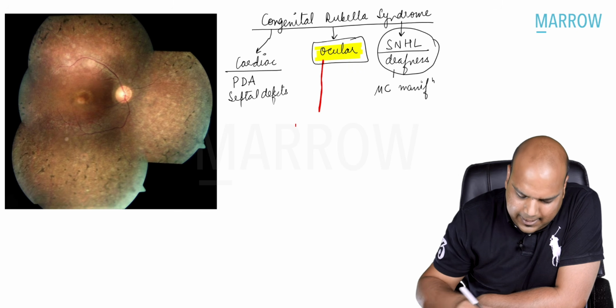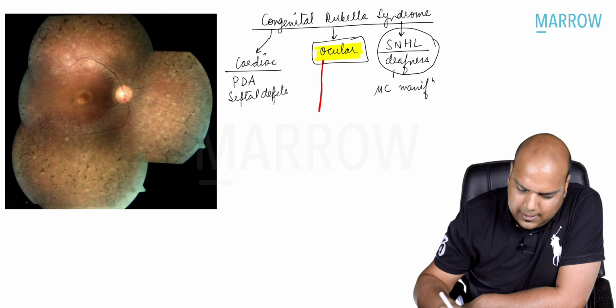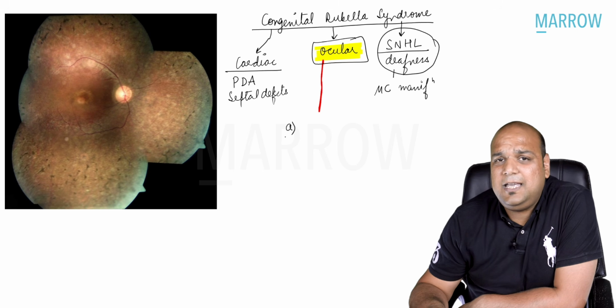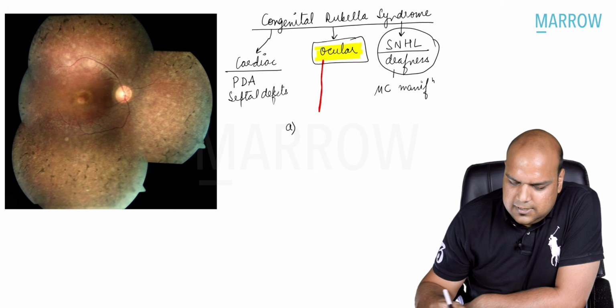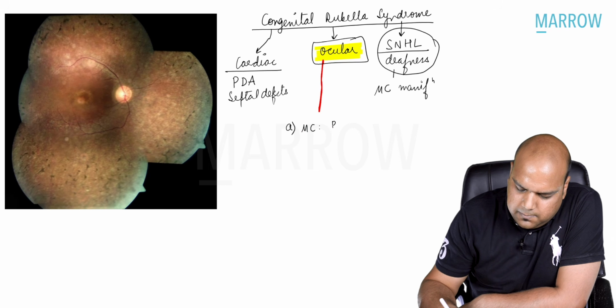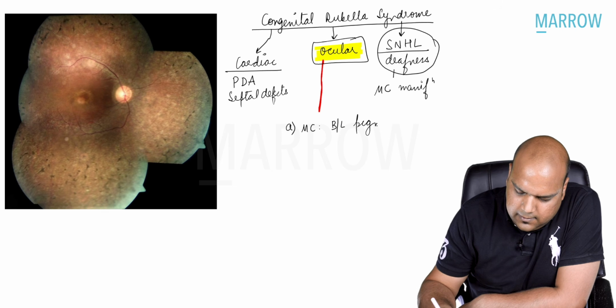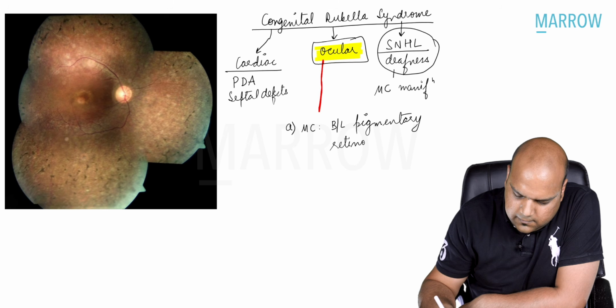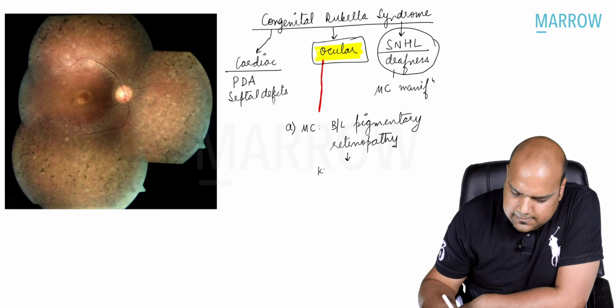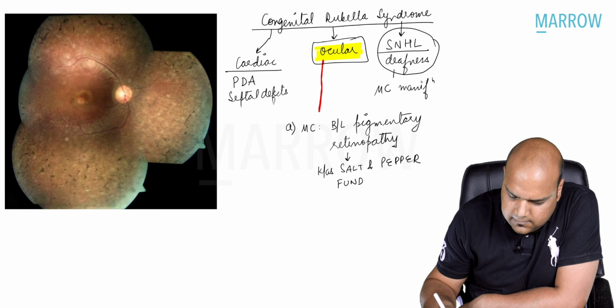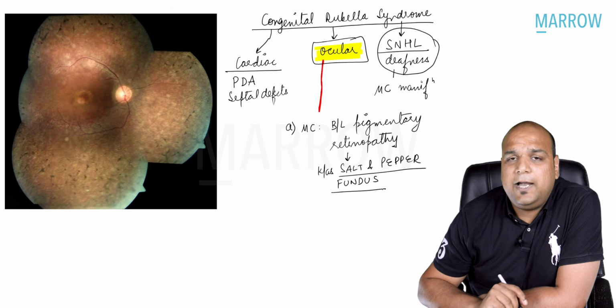How do we know that the answer was not congenital rubella for a punched out lesion, and which gave us the answer in the question except? Yes. Congenital rubella syndrome ocular features, most common is bilateral pigmentary retinopathy. Most commonly bilateral, it can be unilateral also, so called salt and pepper fundus. Salt and pepper fundus. Why do we call it salt and pepper fundus?